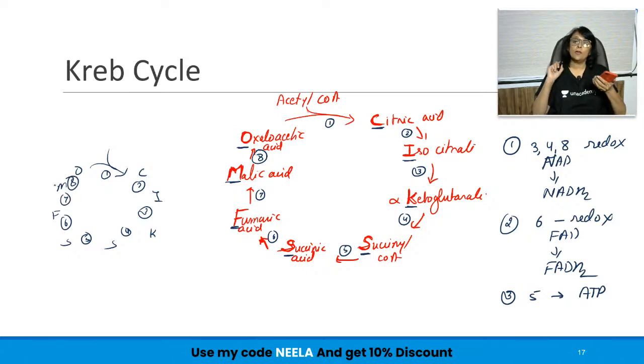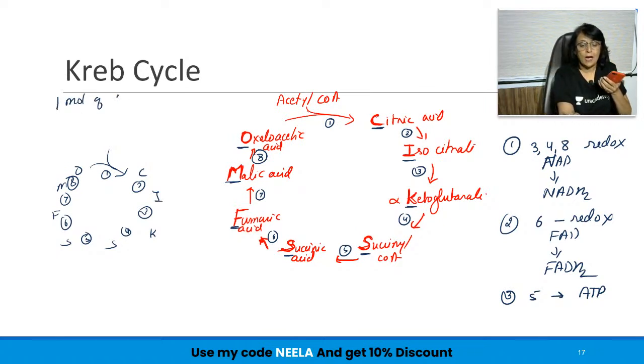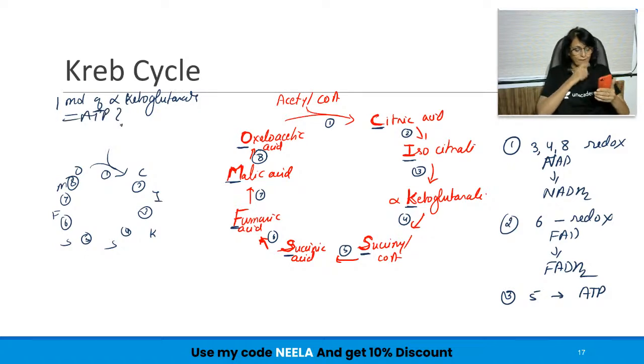If in a competitive exam the question asked is that you have one molecule of alpha ketoglutarate, how many ATPs will you get? Tell me. You have the Kreb cycle in front of you. Tell me how many ATPs will you get, and in how much time can you answer this? If you are given one molecule of alpha ketoglutarate, how many ATPs will you get? Everything is right there in front of you. What is going to be your answer?